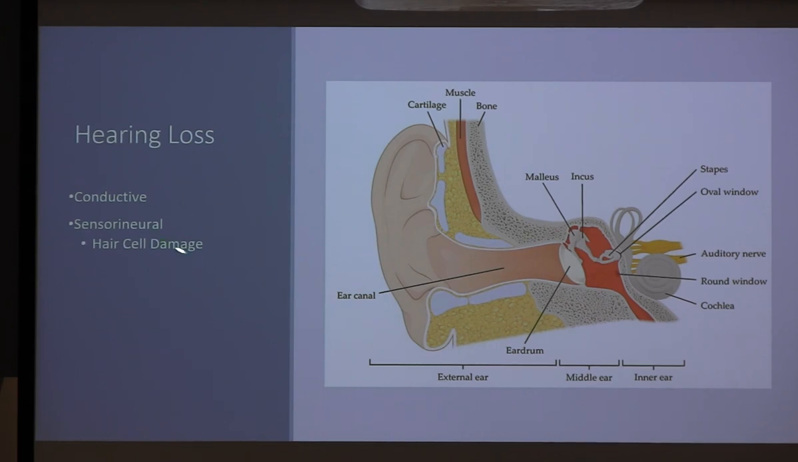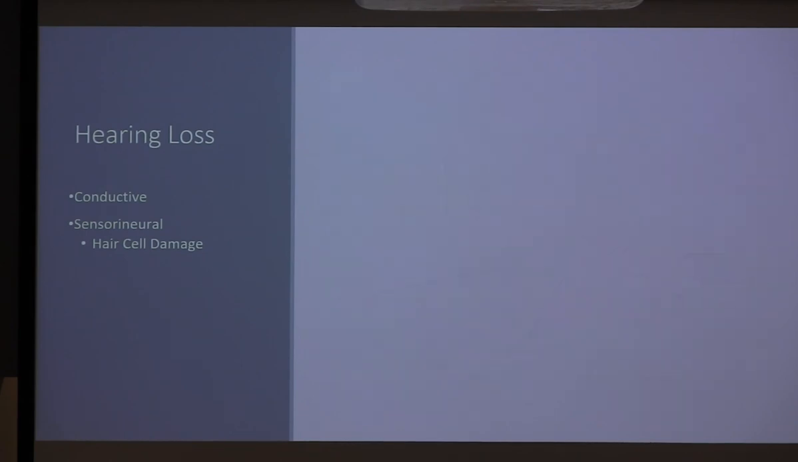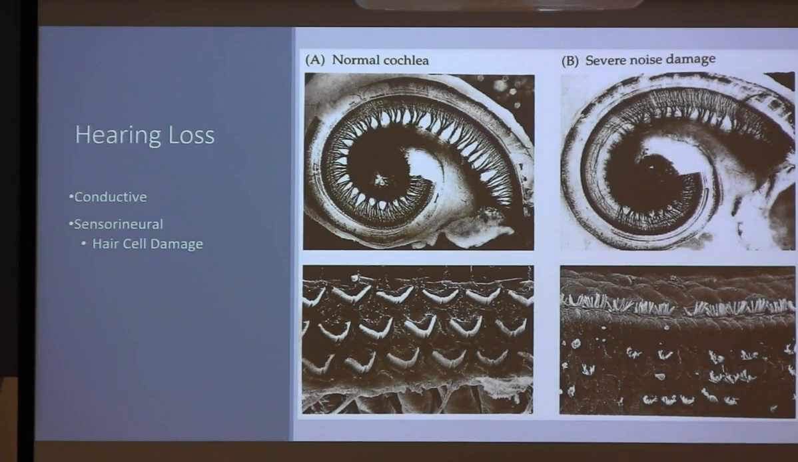But a more permanent hearing loss is sensory neural. And so this happens due to hair cell damage. And so I have this cool scanning electron microscope image of a cochlea. So on the left is a normal, healthy cochlea. And you can see these right here are hair cells. You can see normally hair cells line the whole spiral of the cochlea.